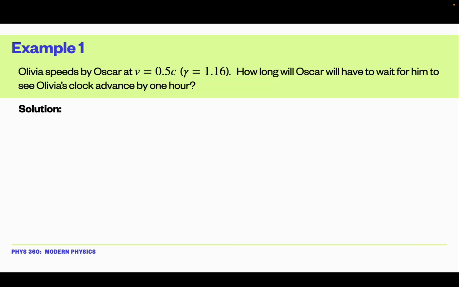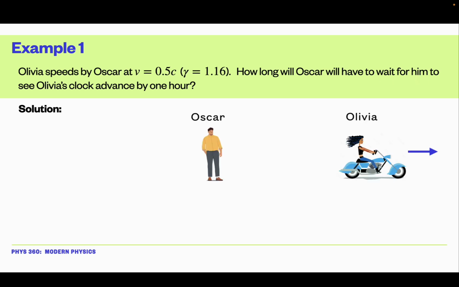Okay, let's look at a simple example. Olivia speeds by Oscar at half the speed of light, which, as we've just seen, has a gamma factor of 1.16. How long will Oscar have to wait to see Olivia's clock advance by 1 hour? That's kind of worded weirdly.